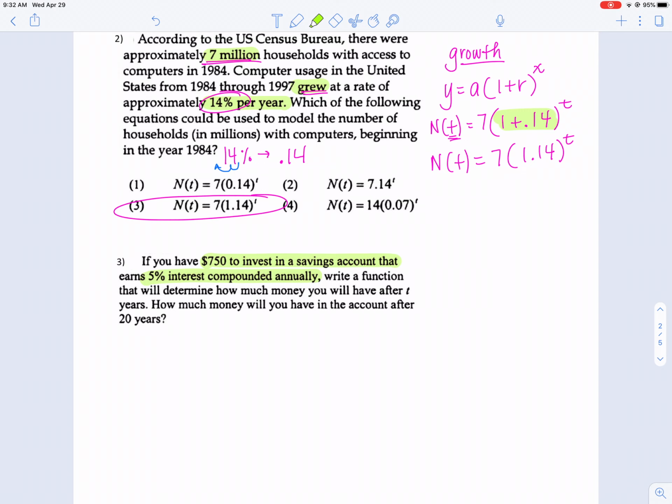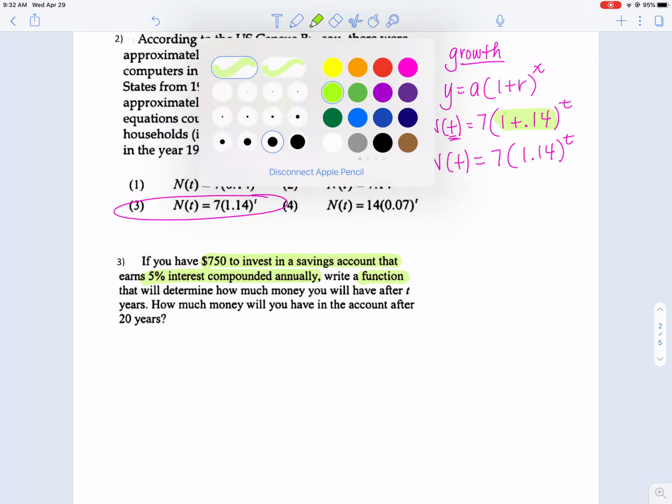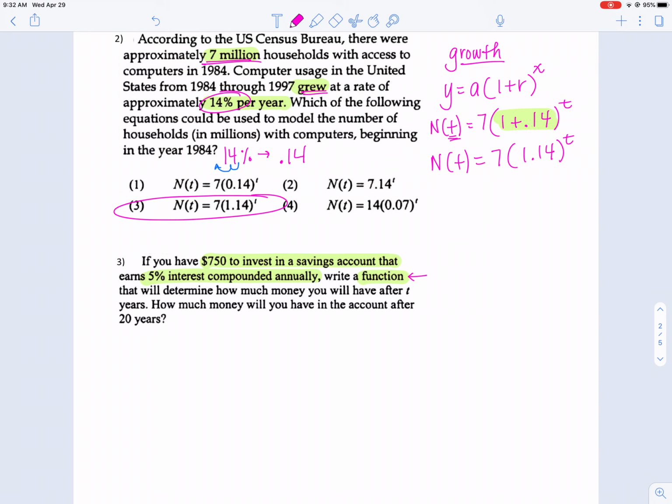Write a function, really important word. This keyword function, I want you to take note. It means you need an equation, okay? A function that will determine how much money you will have after T years. Okay, so let's do that first. They first want a function.